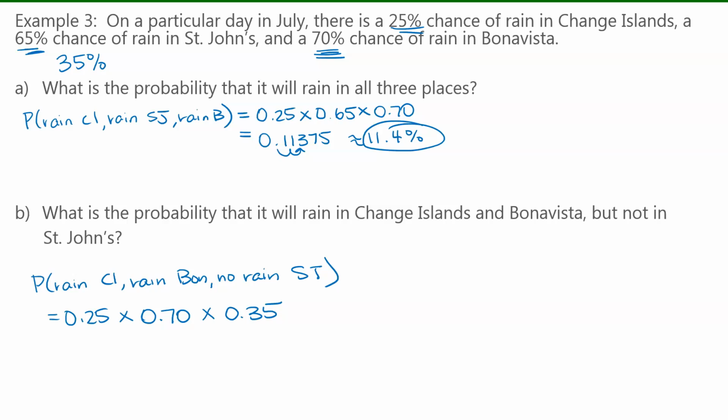So 0.25 times 0.70 times 0.35. And I get 0.06125. So again, to change our decimal to a percent, we move 2 places to the right. So it's approximately 6.1% chance that it will rain in Change Islands, rain in Bonavista, but that it won't rain in St. John's.